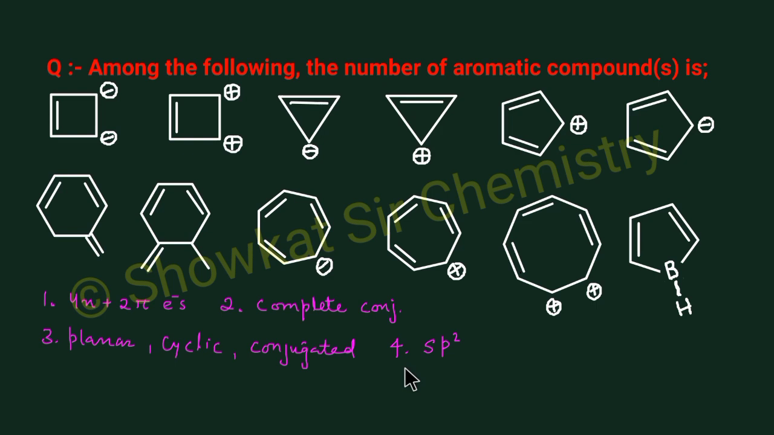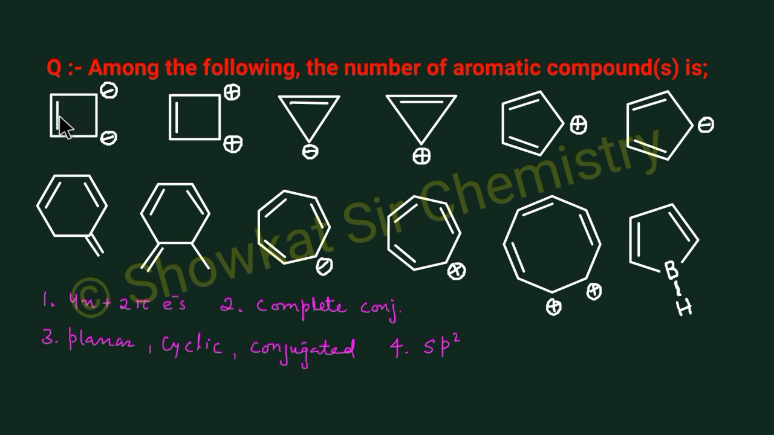That means it should be cyclic, it should be planar, there should be complete conjugation, all the atoms should be sp2 hybridized and it should have 4n plus 2 pi electrons. Then you can tell that it is aromatic. It shows the aromaticity. So let's start with the first one. The first molecule is given here.